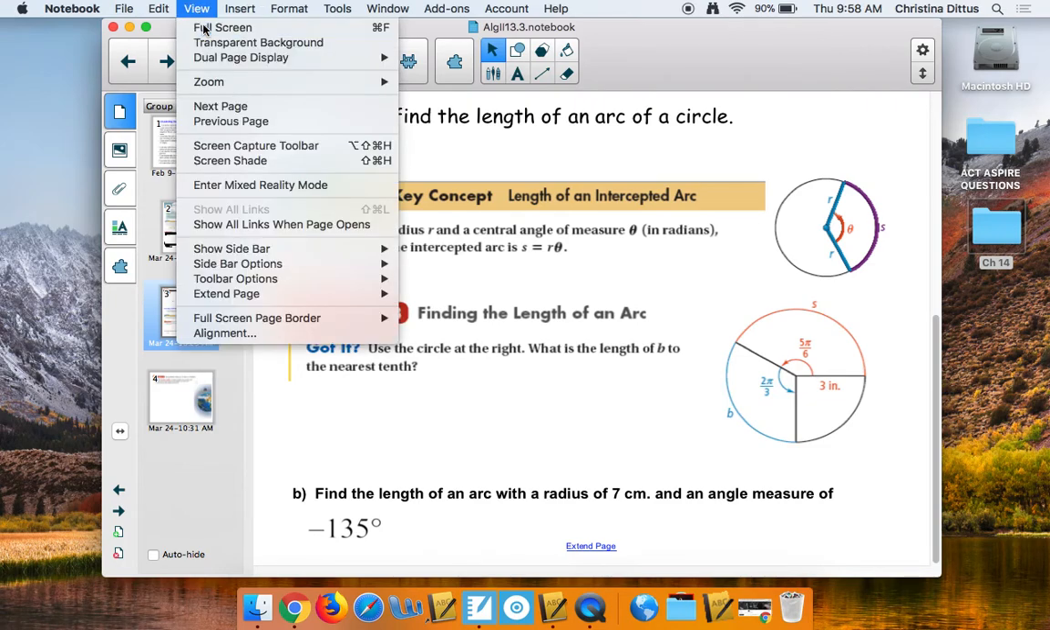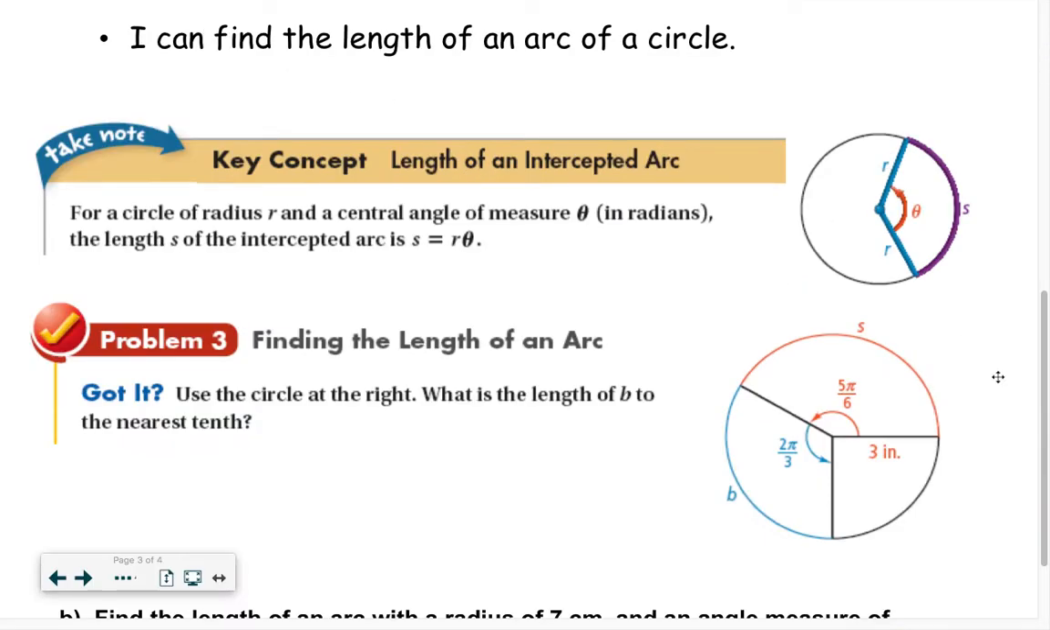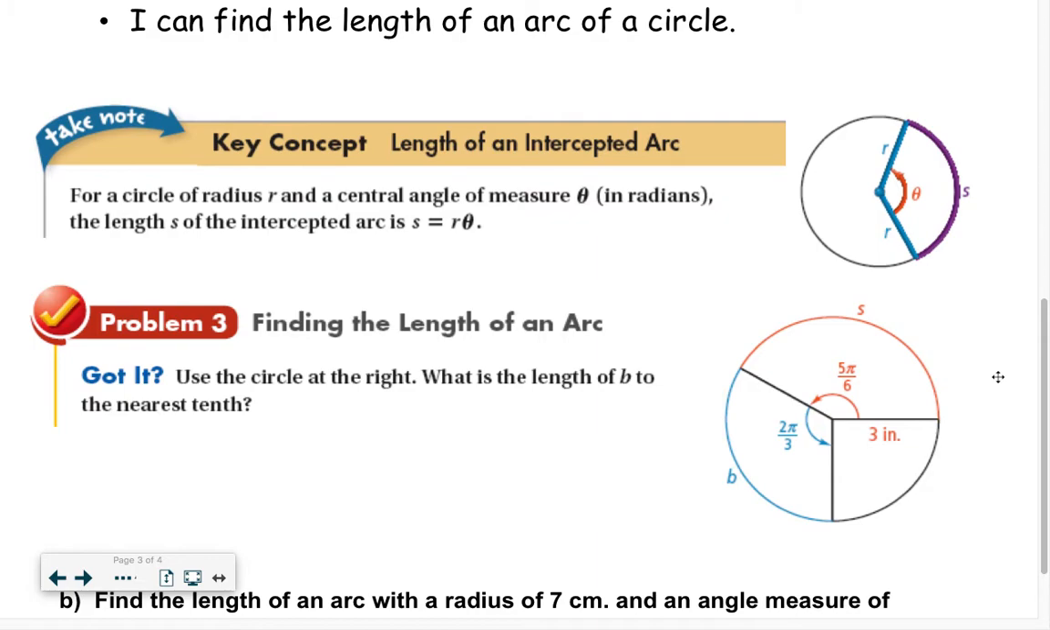Working with arc length. Finding arc length is kind of like putting an inches or feet measurement onto a curved surface, if that makes sense. Those of you that weren't here yesterday, we talked about this thing called a radian, which is kind of like a different way to measure degrees.